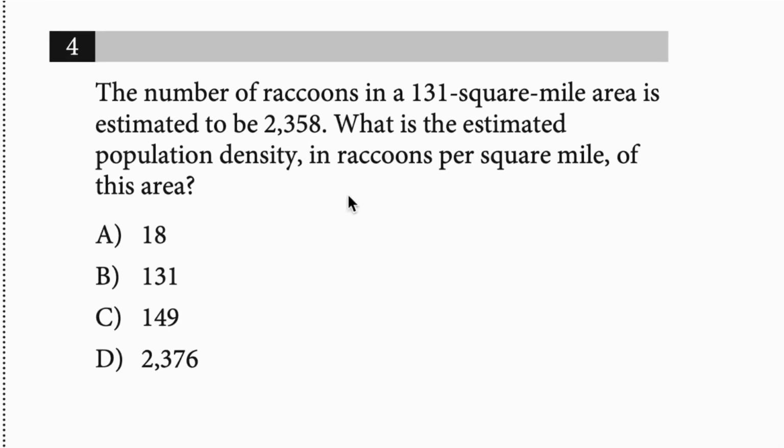The number of raccoons in a 131 square mile area is estimated to be this. These are the number of raccoons. What is the estimated population density in raccoons per square mile of this area? Okay, now let's step out of the question and see an interesting example.